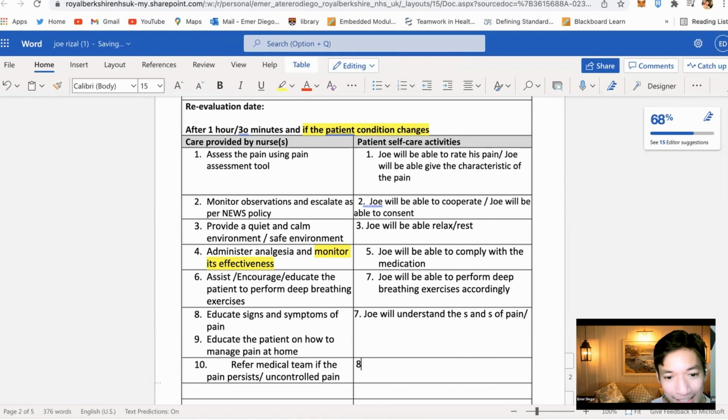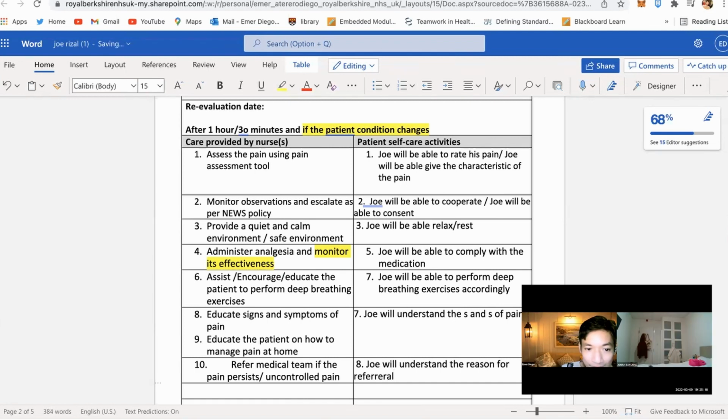So what are we going to write here? Probably Joe will understand. Oh, sorry, I'm not screaming. Joe will understand the reason for referral. So this one on your screen is an example of a care plan for your OSCE. Okay? So hopefully this is useful for your care plans. Okay? Shall we do another one?